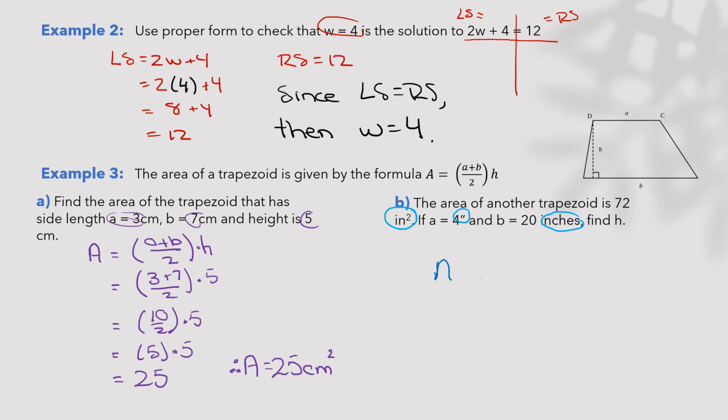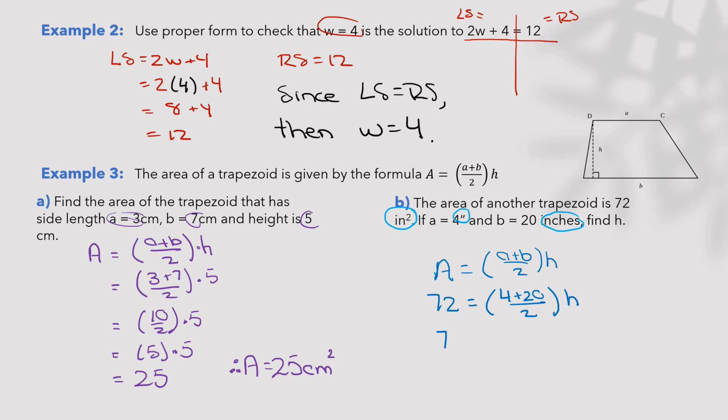My formula is A equals A plus B over 2 times H. Now what can we sub in? Well, we know the area is 72 inches squared. Remember area, we have made our answer squared there as well. So right here for A, I'm going to put the 72 in that spot. And for this lowercase a goes a 4, and in for B is 20, but I don't know H. So 72 equals 4 plus 20 over 2 all times H.